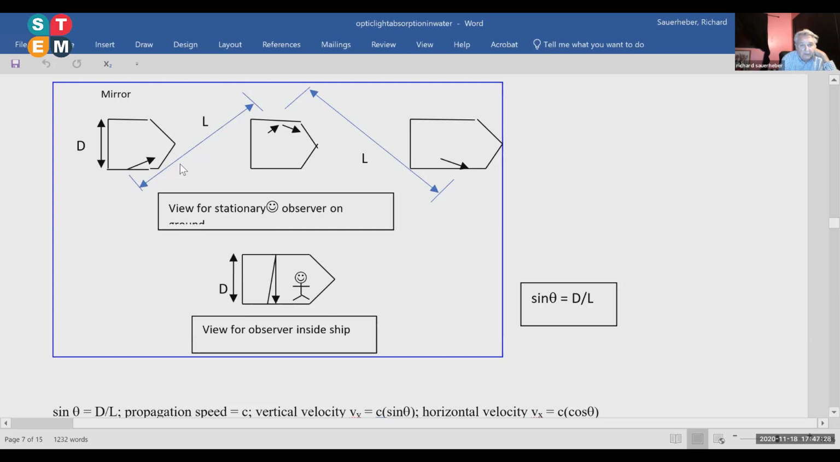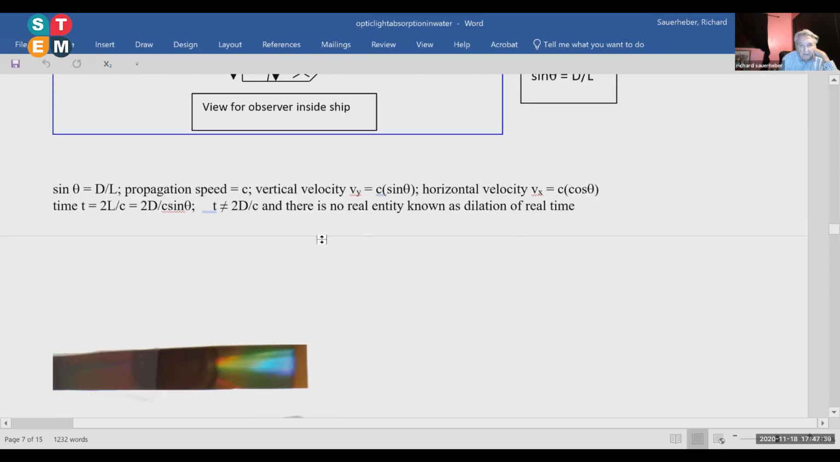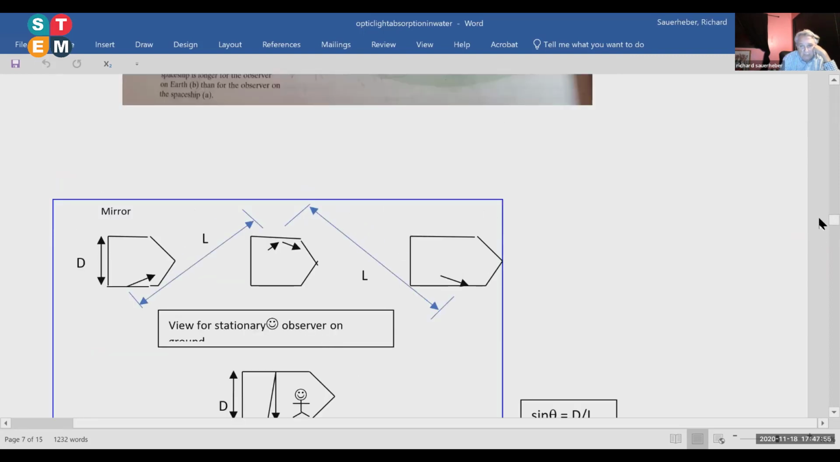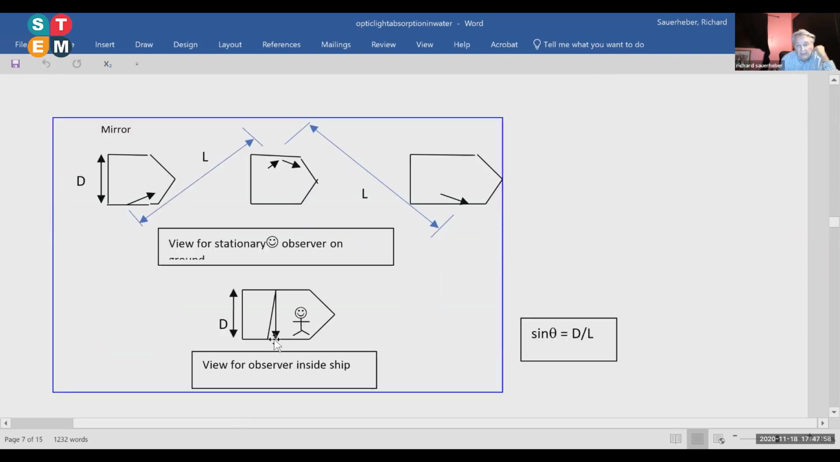Since this angle here is d divided by L, the sine of that angle is d over L. If you put that into the formula for the time, which is distance over the velocity, it turns out you get the same expression. 2d over c sine theta is the same thing as 2L over c for the entire round trip. So there is no difference if the observer who was moving with the ship had used c sine theta for the component of velocity in the northerly upward direction. He also would have gotten the same time that the stationary observer had gotten.